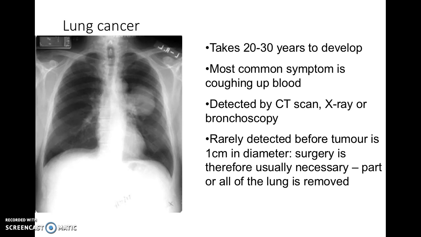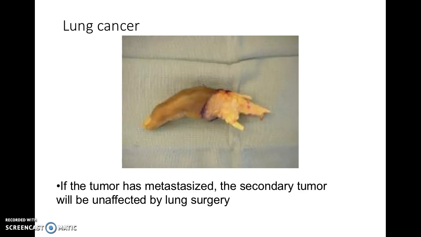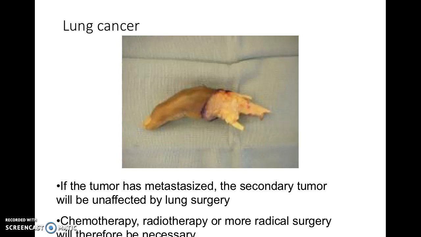Rarely detected before the tumor is 1 centimeter in diameter. Surgery is therefore usually necessary. Part or all of the lung is then removed. So, lung cancer. If the tumor has metastasized, the secondary tumor will be unaffected by the lung surgery. Chemotherapy, radiotherapy, or more radical surgeries will therefore be necessary.